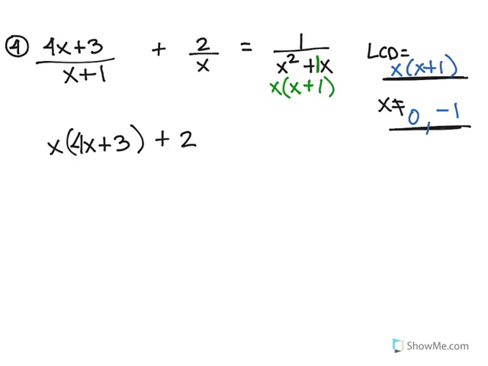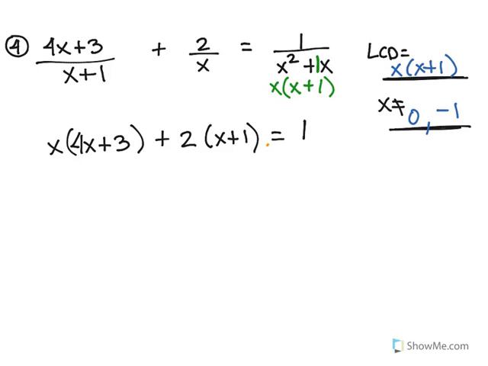Plus 2 is going to be multiplied by which one? x plus 1, good. And 1 is going to be multiplied by who? Nothing, just 1. Because both of them cancel. Both of them are those denominators. Does that make sense?